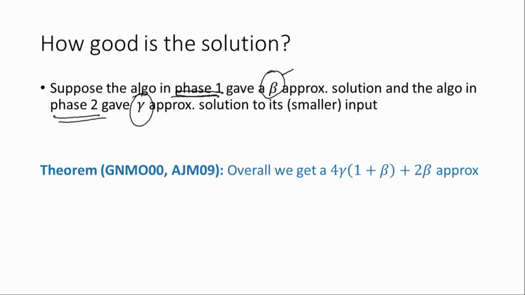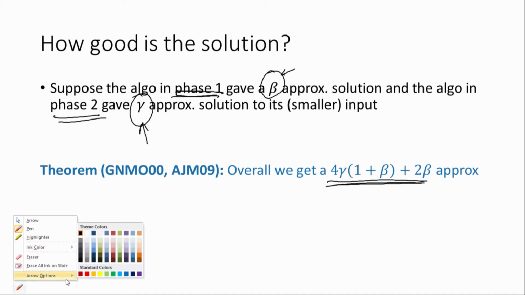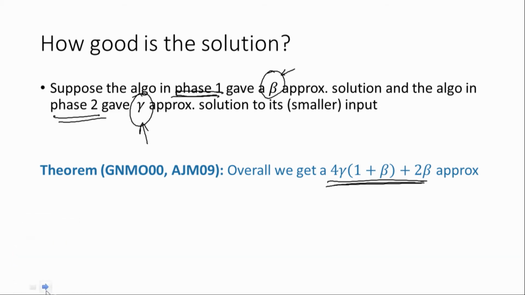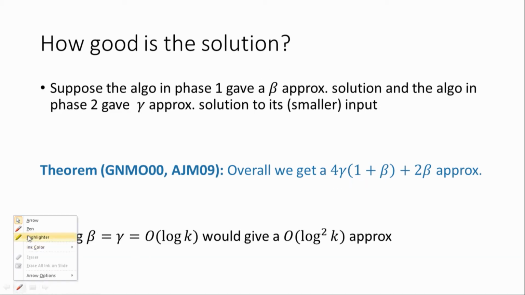Suppose you run some approximation algorithm here, and some approximation algorithm here. Overall, you get something that's a function of both. So this thing is complicated. Don't worry about it. We'll see what happens with k-means. Basically, what it says is that if you run k-means in each of the machines, then overall you get a log square k approximation, because of this log k times log k. So this will be a log square k approximation.